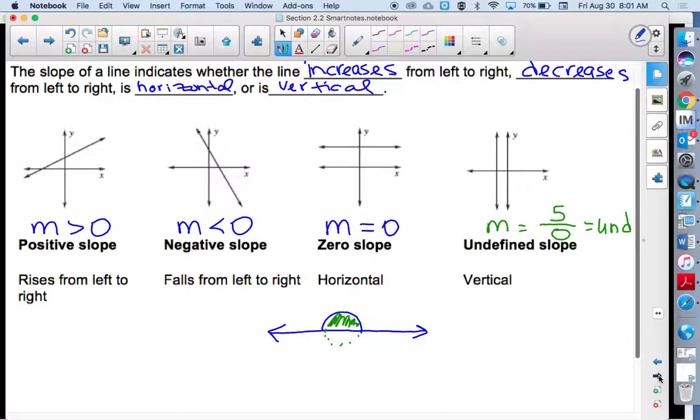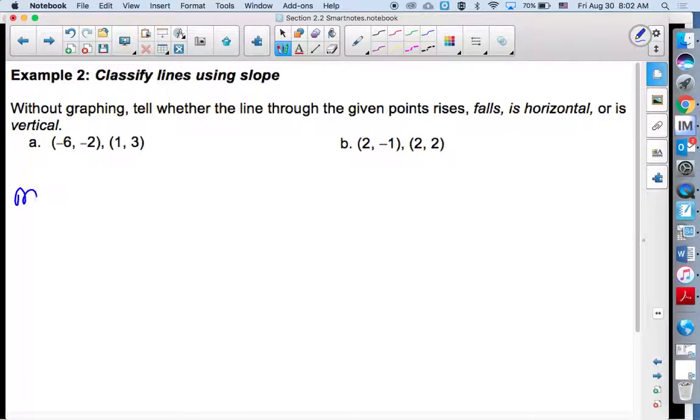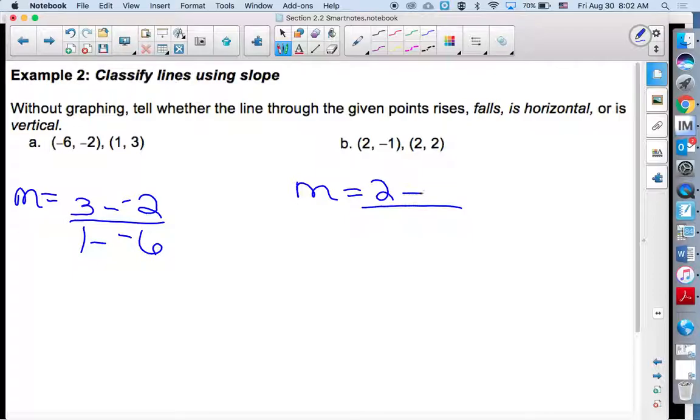So underneath, there's a couple of problems that ask you to classify the slope. So see if you can find the slope of these lines without graphing this, and then decide what's going on with the slope. So is it rising, is it falling, is it horizontal or vertical? So I need to see you plugging the numbers into the little formula and then calculating the slope. Careful with those double negatives in there, the minus negative.